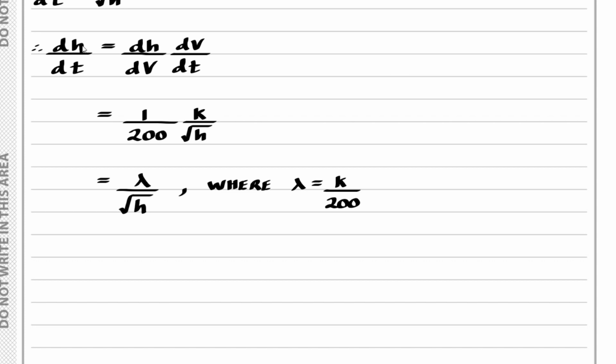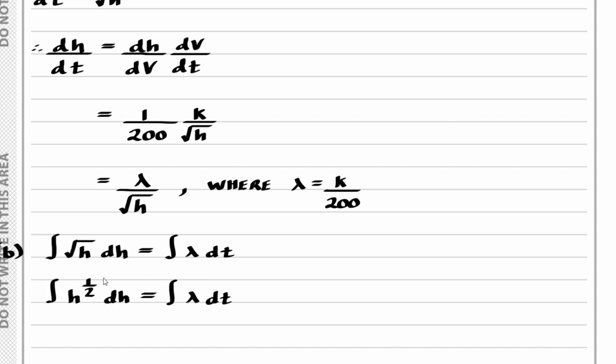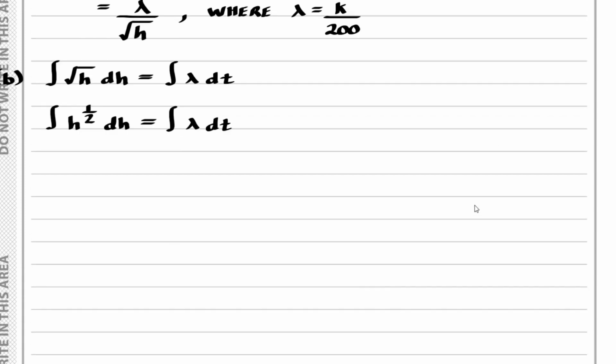We have our differential equation dh over dt equals lambda over the square root of h. If I separate the variables, I've got the integral of the square root of h with respect to h equaling the integral of lambda with respect to t. Now I can rewrite this as the integral of h to the 1/2 with respect to h equaling the integral of lambda with respect to t. So integrating h to the 1/2, we end up with 2h to the 3 over 2 over 3, and integrating lambda with respect to t, we end up with lambda t. Don't forget we add on plus c as our constant.